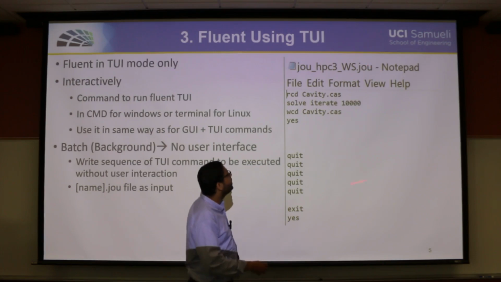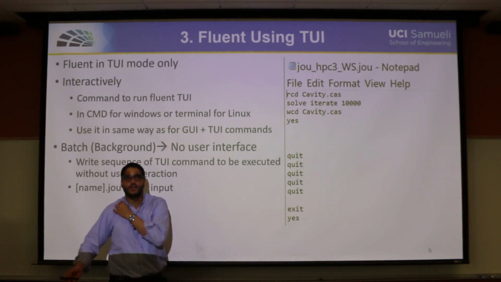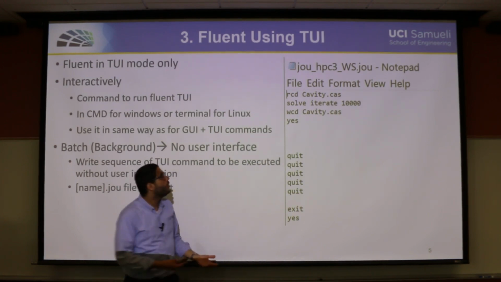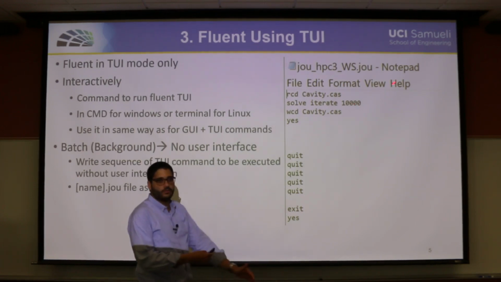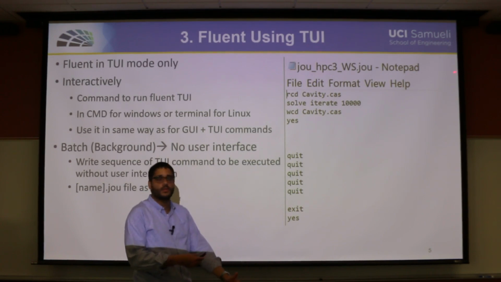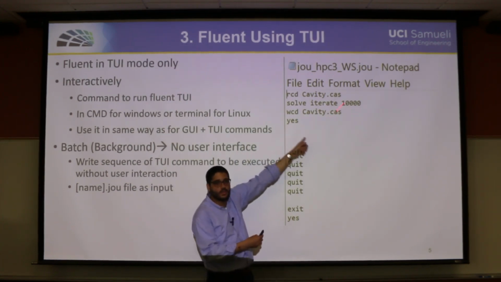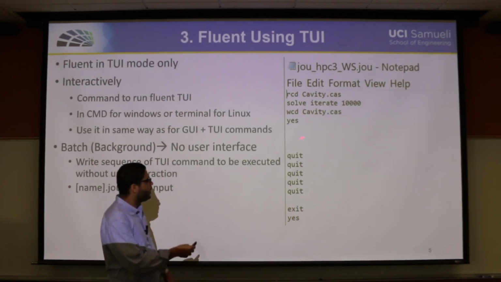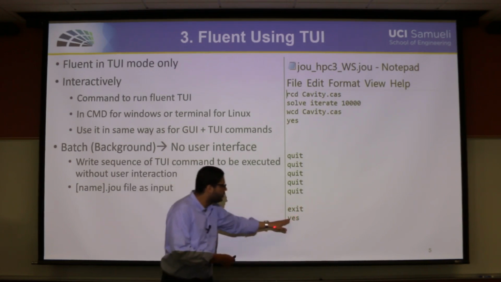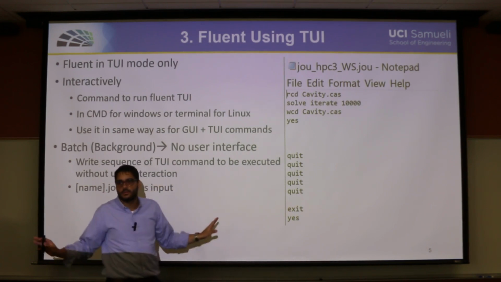And as you can see, most of the time the journal file or the input file that I go to is just: please read my case, solve it. After Fluent executes the 10,000 iterations or whatever, write my case. Would you like to overwrite it? Because it will ask me now, would you like to overwrite? I will hit yes, and that's it. I'm done. I'm good to go. And then please quit. I like to have multiple quits, and then exit. It will ask me, would you like to exit? I will just say yes, and then Fluent will terminate, and that's it.